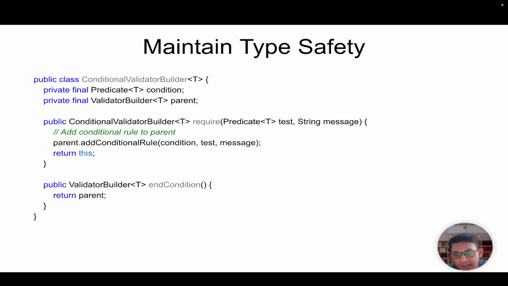Also, it's important to maintain type safety. Use the type system to prevent invalid combinations and make illegal states unrepresentable. Here, we've used a separate builder type for conditional validation. This ensures that conditional requirements can only be added in the right context, and that you have to explicitly end the conditional block to return to the main builder. The type system prevents you from creating invalid validator configurations.